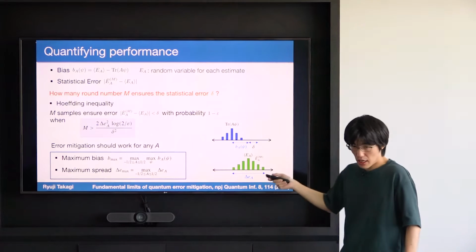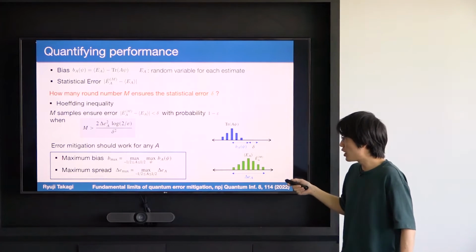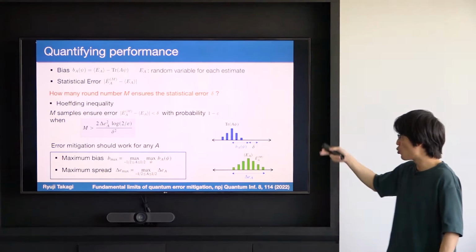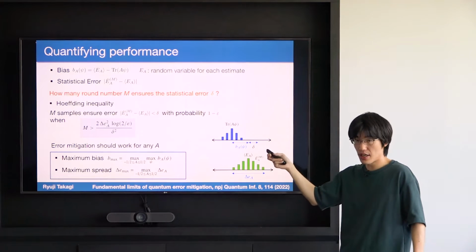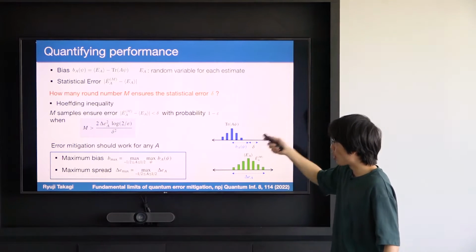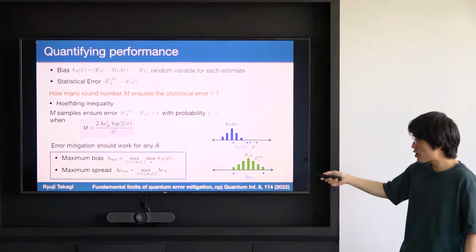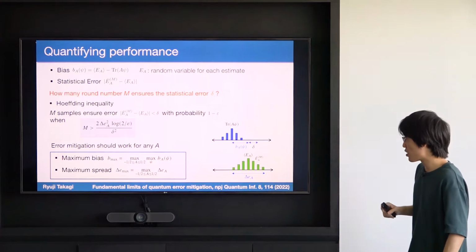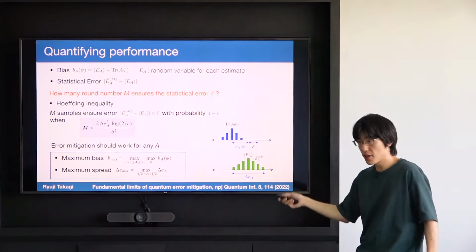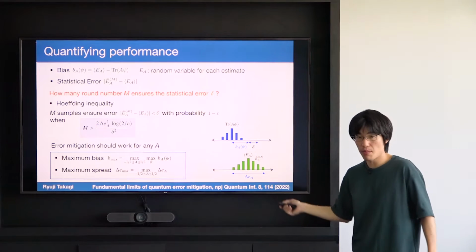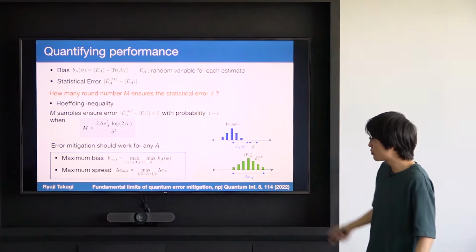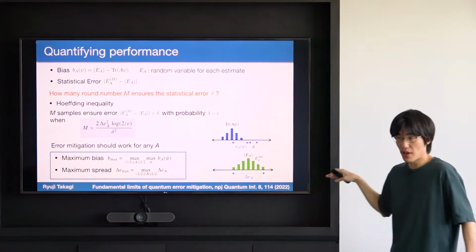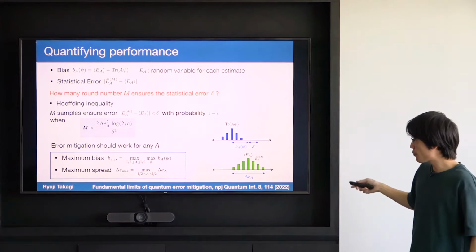To discuss that, look at this Hoeffding inequality, which says that m samples ensure some computational accuracy with some success probability if m is greater than the right-hand side quantity. This quantity, delta EA, is the spread that I also mentioned in the previous slide. That is the difference between the maximum possible value and the minimum possible value. In this way, this maximum spread is connected to the round number you might want to use.